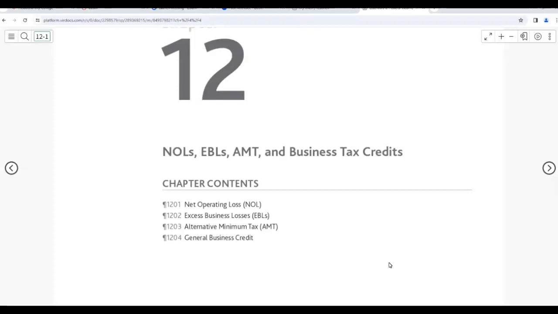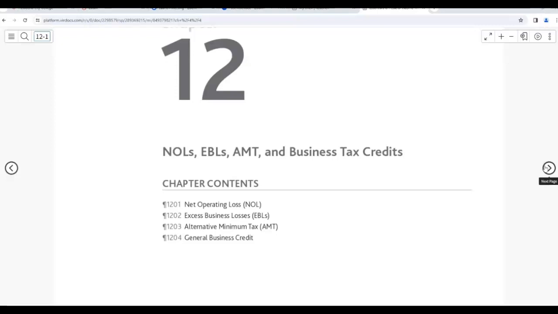Okay, welcome back to chapter 12. And in this chapter, we are going to look at net operating loss and AMT, an example of an AMT calculation, alternative minimum tax. Let's see how we can make it easy, not that complicated.